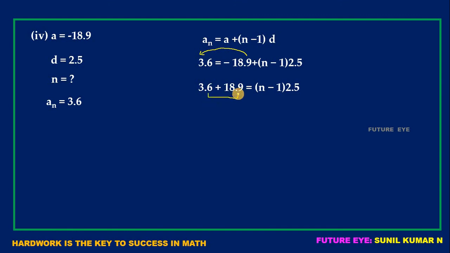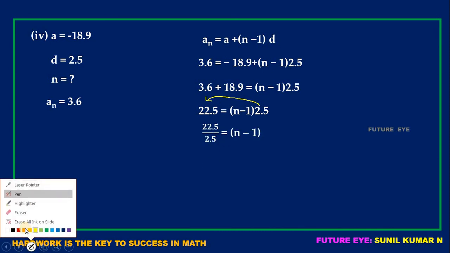3.6 plus 18.9. And you are all very familiar with addition of decimals. Write down the numbers one below the other according to the decimal point and add. So you will get 22.5. Next, what you have to do is, see, this is into 2.5. This is now transferred to the left side. As you transfer the multiplication by 2.5 to the left side, it will become the denominator.